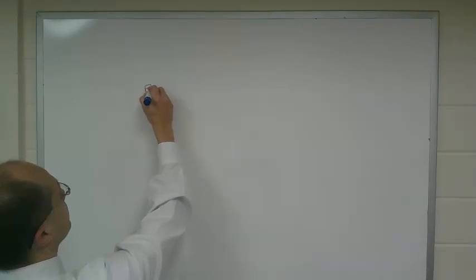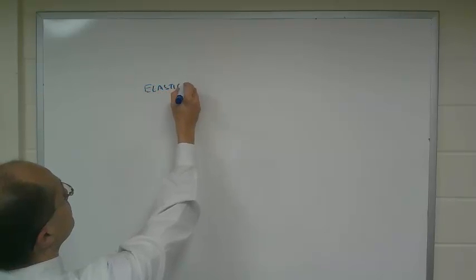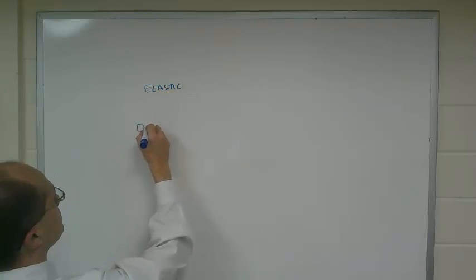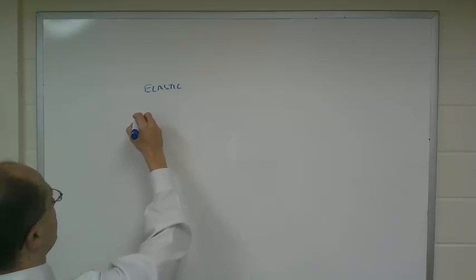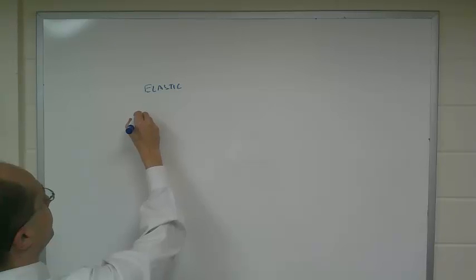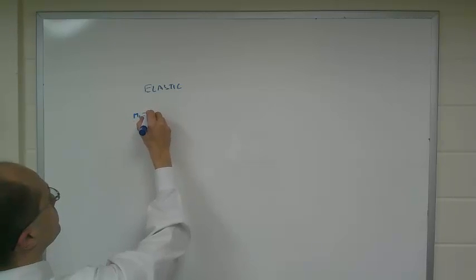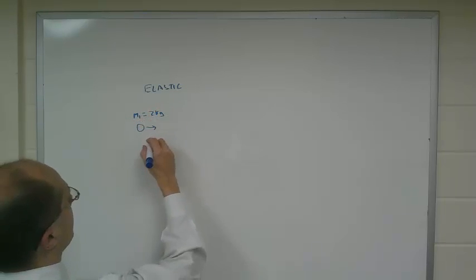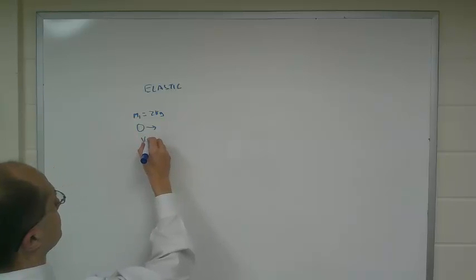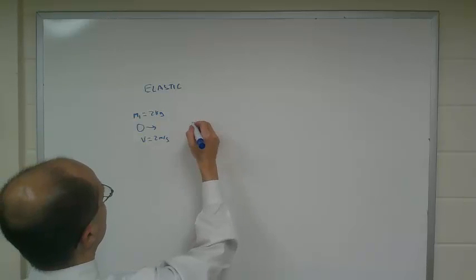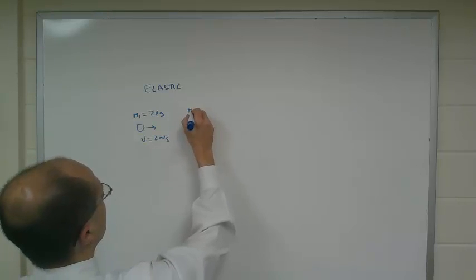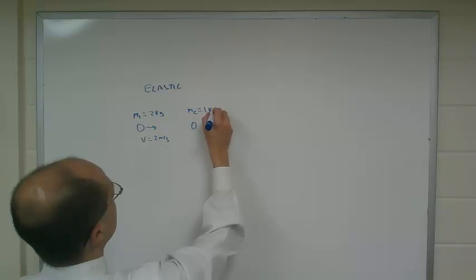All right, so we want to do an example problem for an elastic collision. For our elastic collision, we'll have a mass M1 equal to 2 kilograms, moving with a speed of, let's say, 2 meters per second. And it's going to strike a stationary ball where M2 is 1 kilogram.